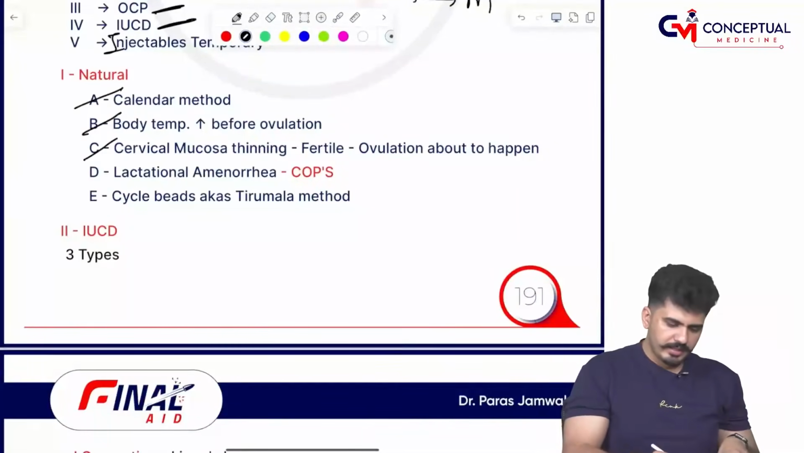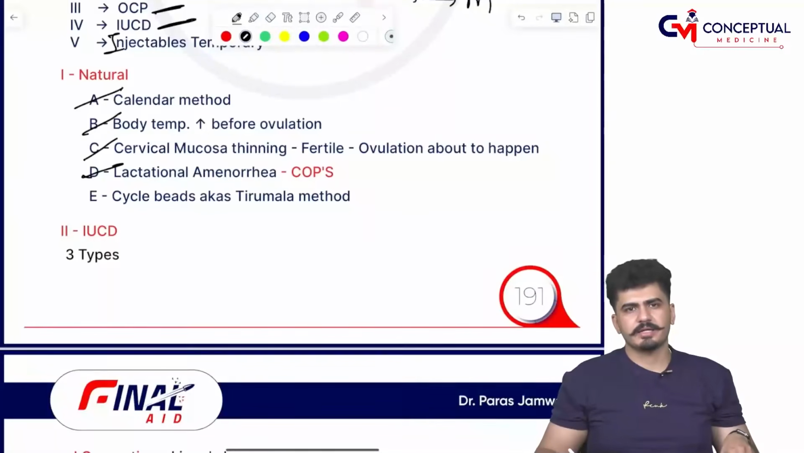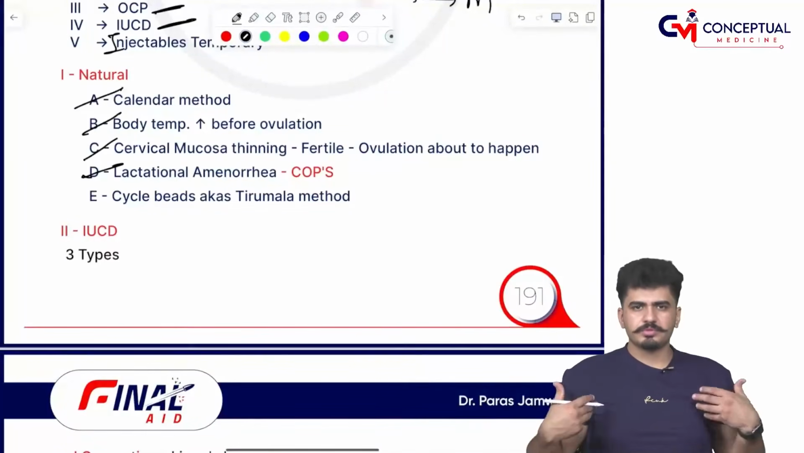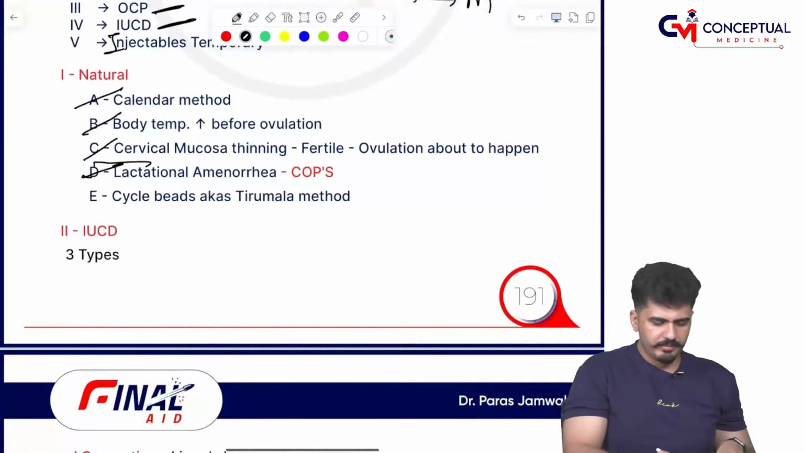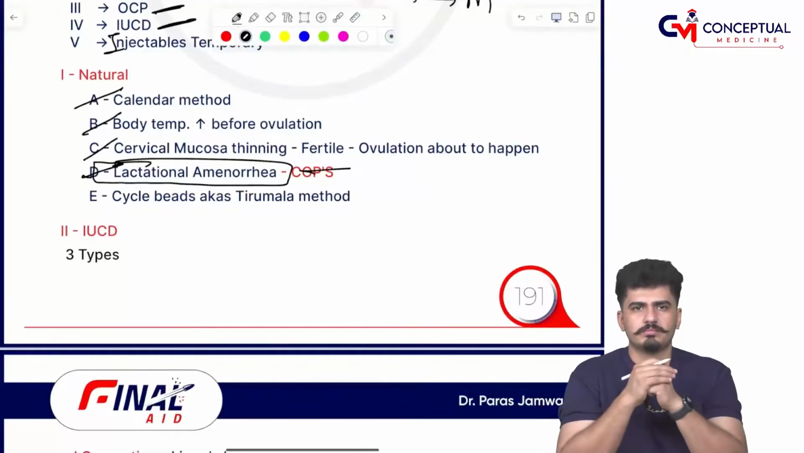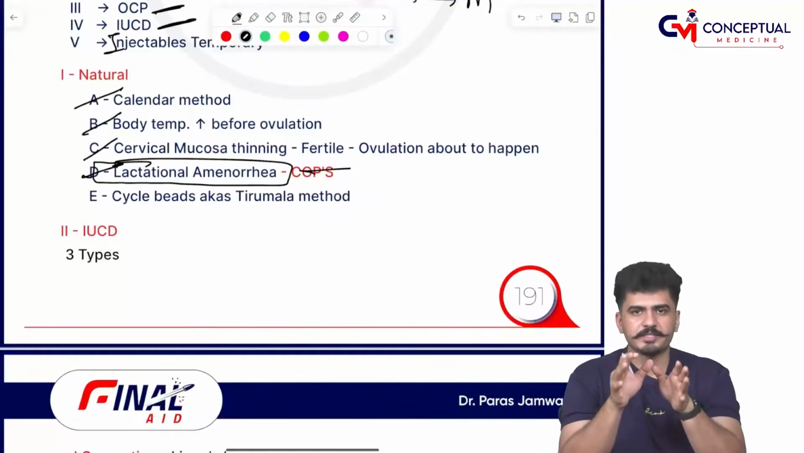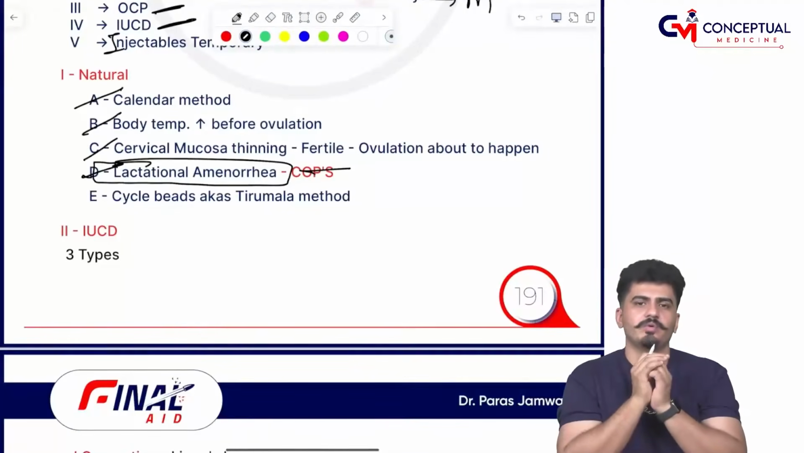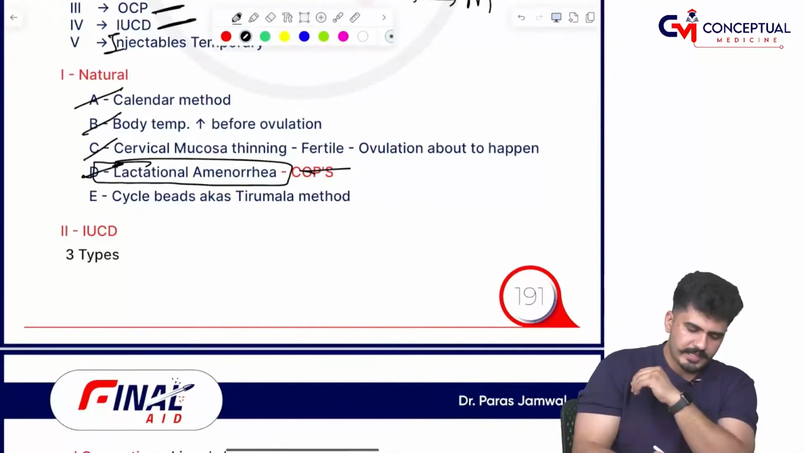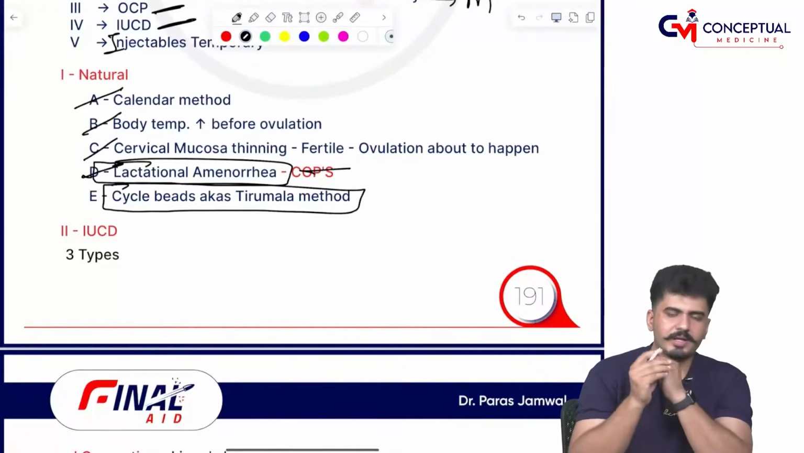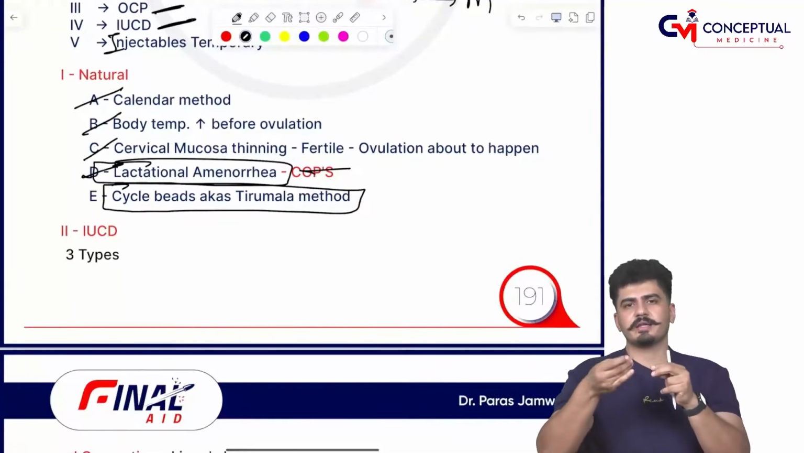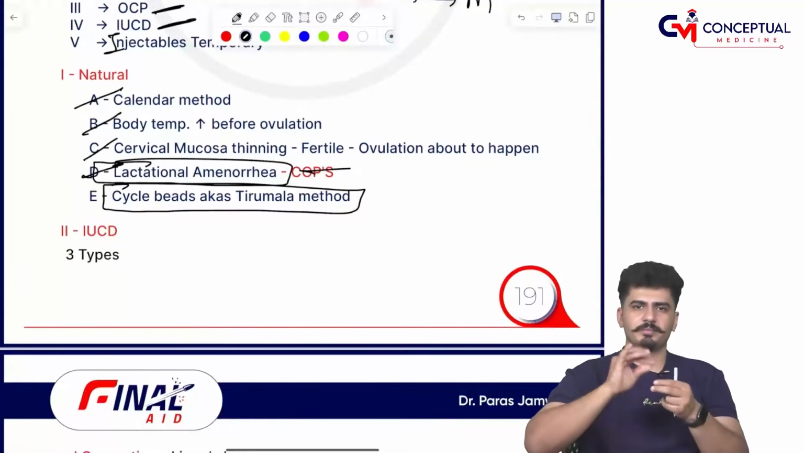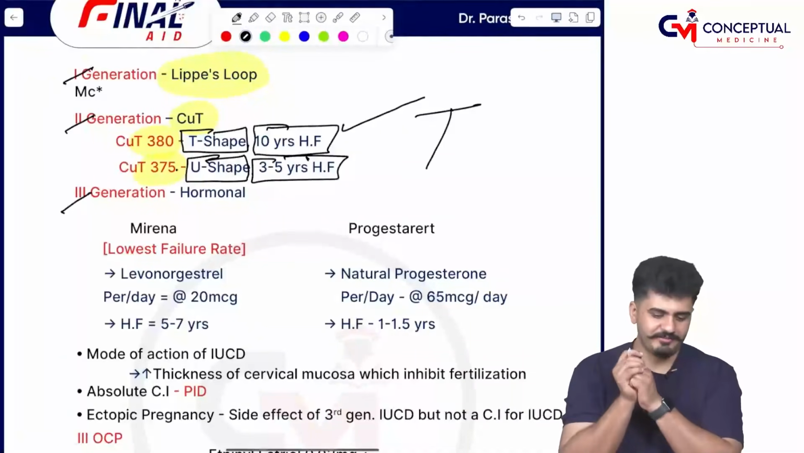intercourse. Then lactational amenorrhea. In lactational amenorrhea, we can do it. Okay, let's go on. Cycle beads, also known as the standard days method, where there is a mala and in the mala there are the dates.